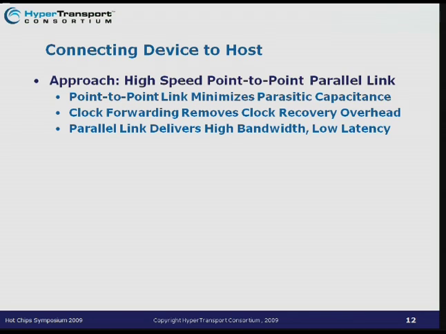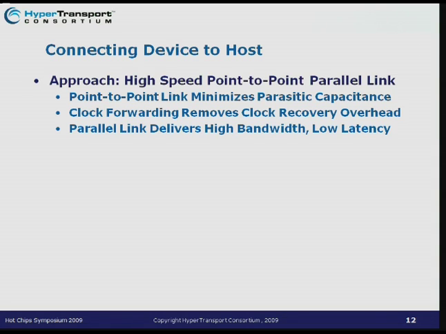So now, once we have seen how to interface the processor cores with the rest of the system, the question is, how do we attach a single device to that processor or to that processor interface? Well, the approach that has been followed in the HyperTransport technology is to implement high-speed point-to-point parallel links. Why parallel links? Well, first, because by running parallel links, we are able to increase bandwidth just by adding more wires.